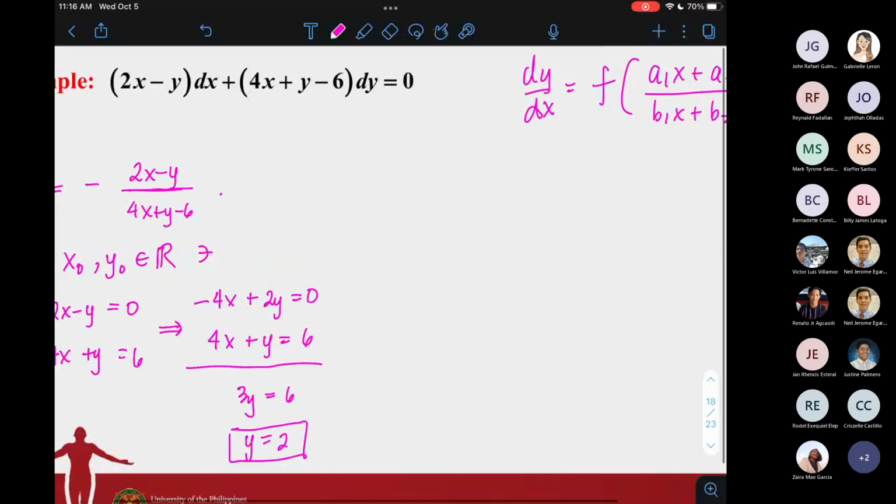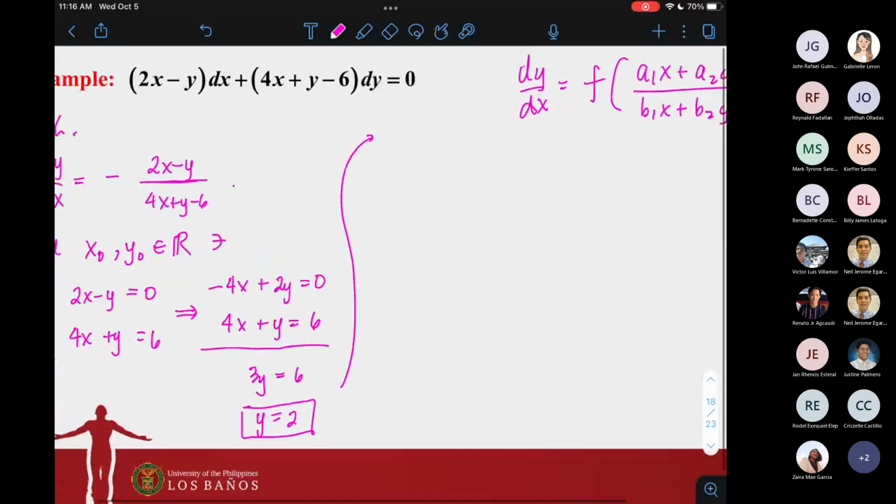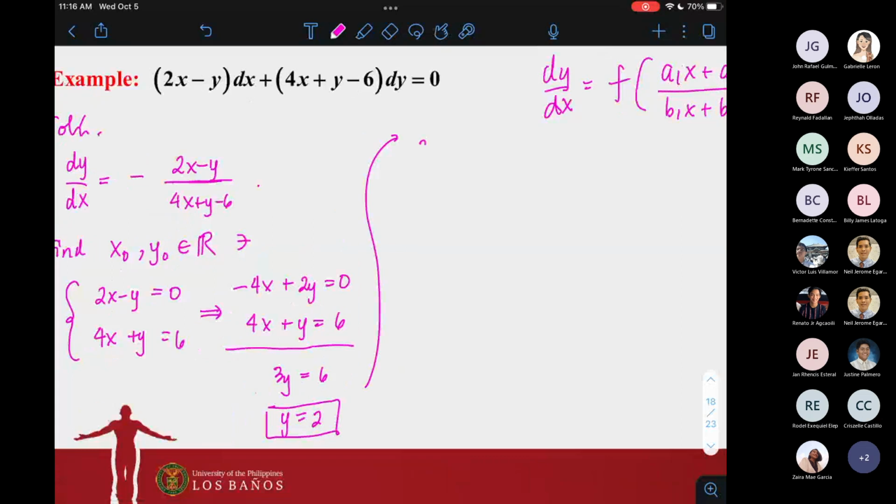Okay. And then from here, I know y is equal to 2. So substitute ko siya sa first equation. I get 2x minus y equals 0. Plug in y equals 2. So we'll have 2x equals 2, x equals 1. Right? So ito yung dalawa nating constants na magpapa-0 doon sa 2x minus y at saka sa 4x plus y minus 6.